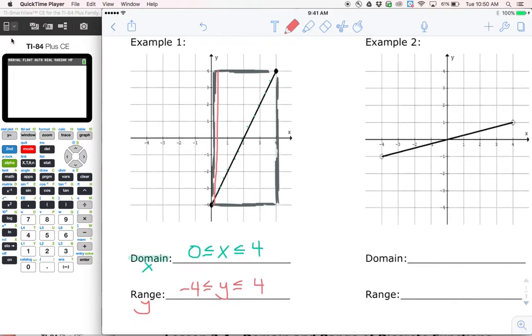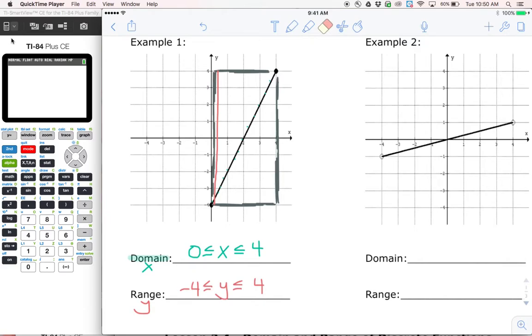Some things to notice. Domain always has an x in the middle. Range always has a y in the middle. It's very important. If you're taking a test and you're asked a question about domain and you see y as an answer choice, cross it off. It's not right. Domain is x. Same thing with y.